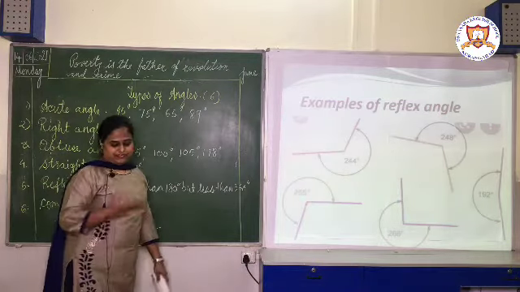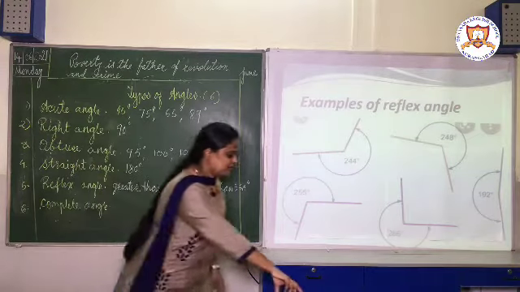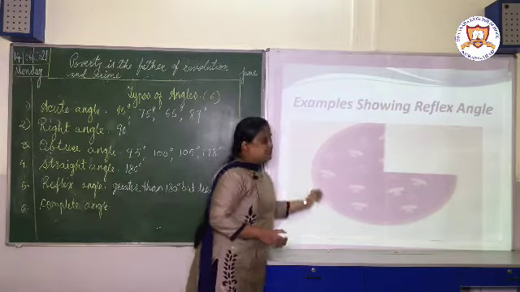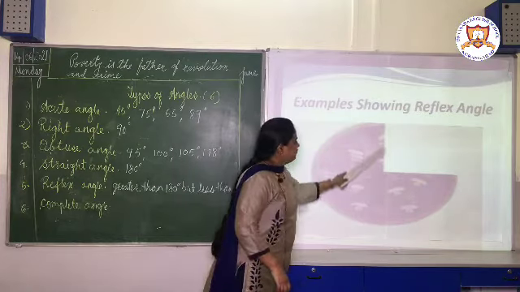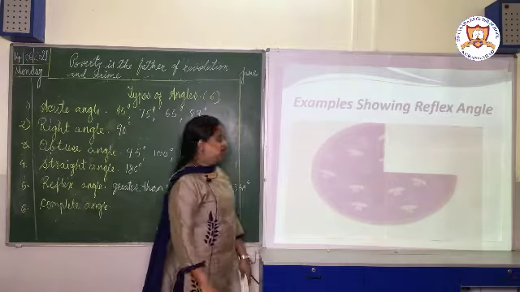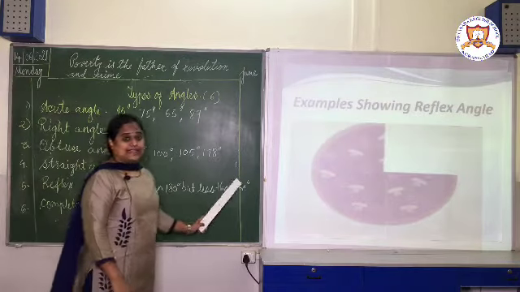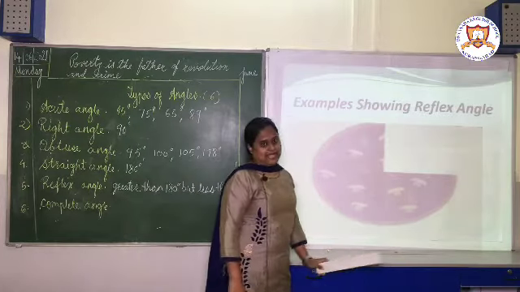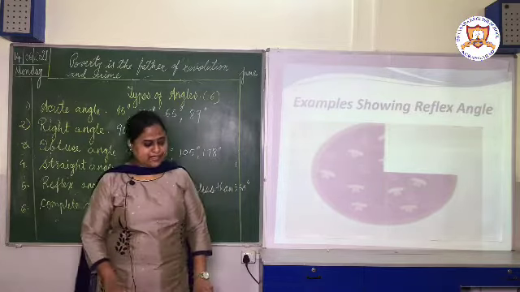Now in our day-to-day life, where can we see it? See an example showing a reflex angle. See this pizza, yummy pizza. Now if you see this outer angle of this pizza, this angle is called a reflex angle. Its measure is greater than 180 degree but less than 360 degree. So this is also an example of a reflex angle, correct? So in day-to-day life we can see this. This is our example of pizza.